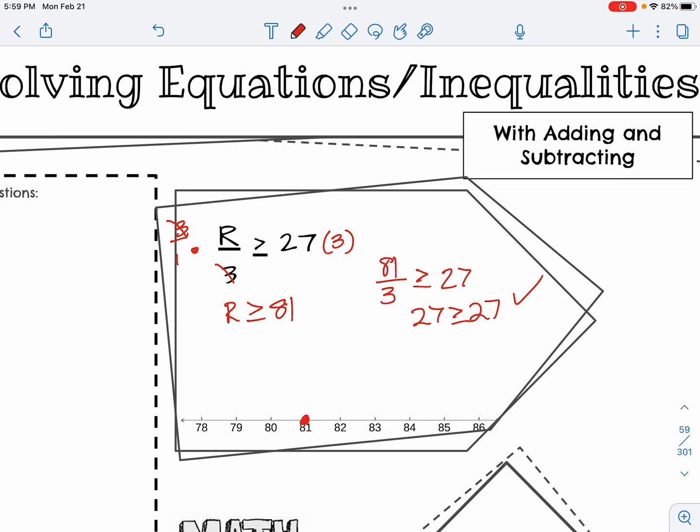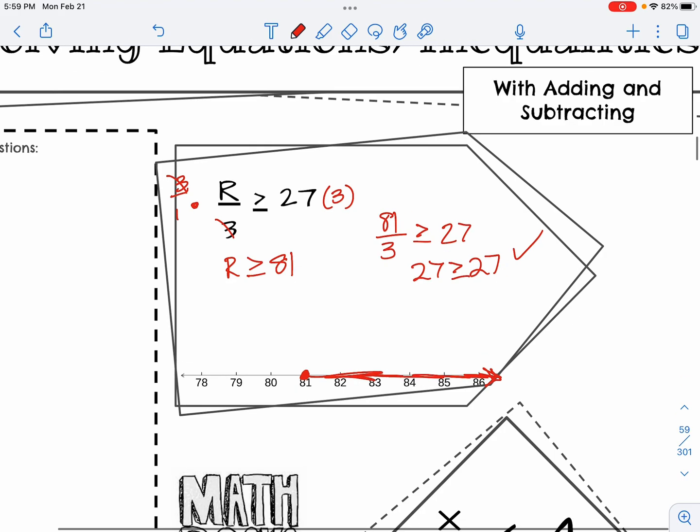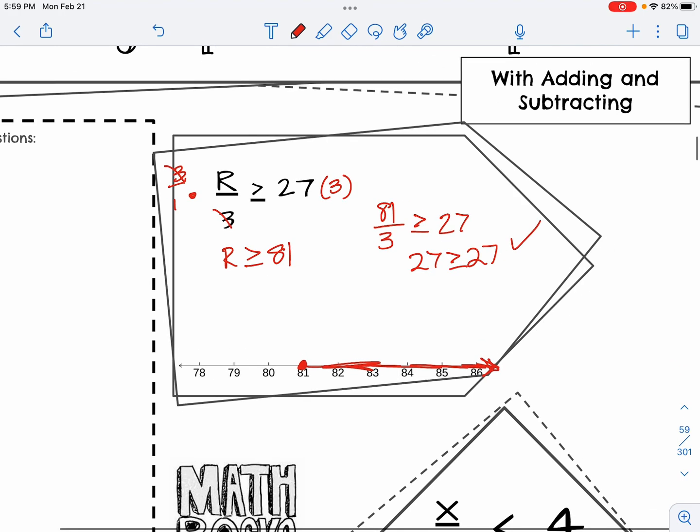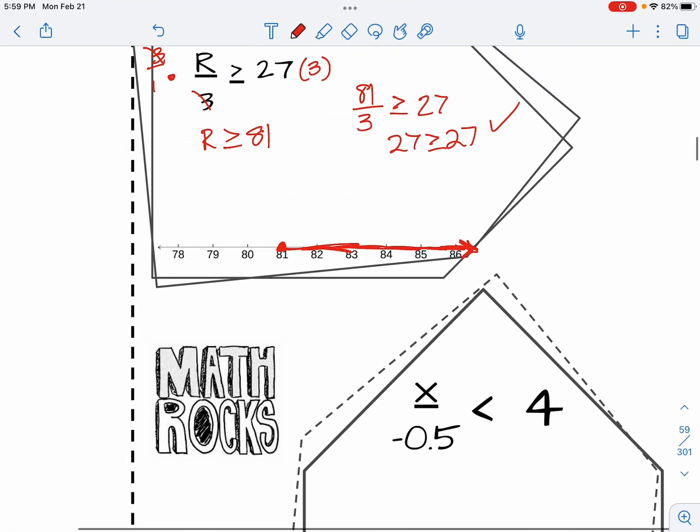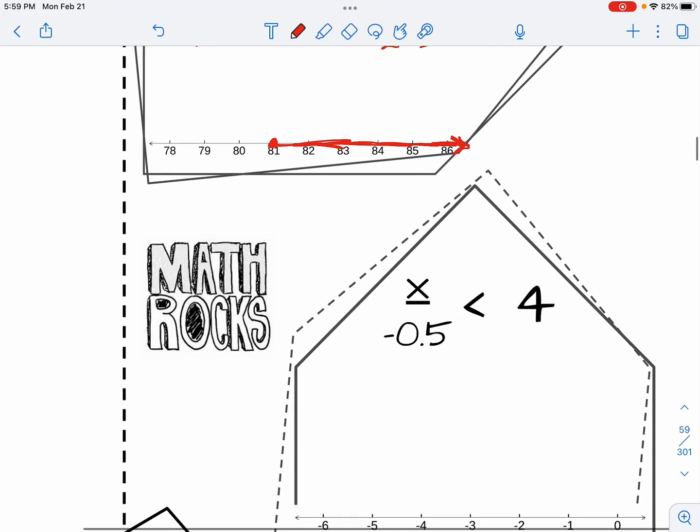Now I'm going to graph R is greater than or equal to 81. That's true. And I'm going to graph it to the right. There we go. All right. That means if I plug in any value for 81 or greater for R and I divide by 3, those numbers will be greater than or equal to 27. Good job, Rams. Okay, here we go.